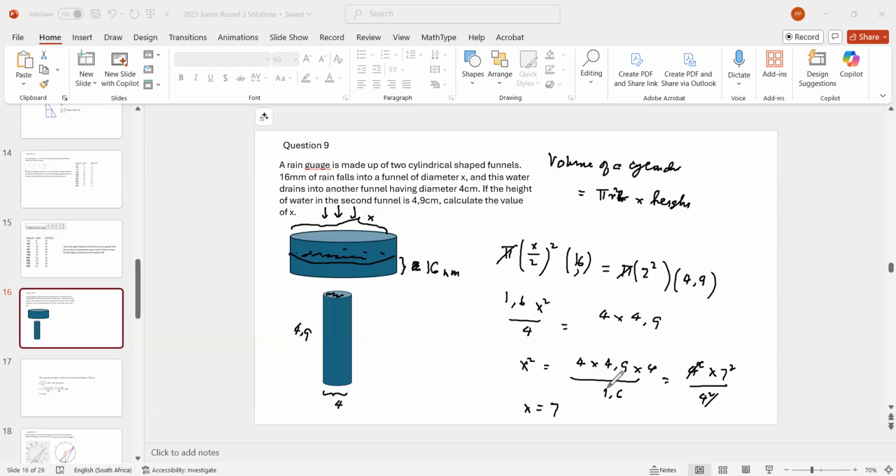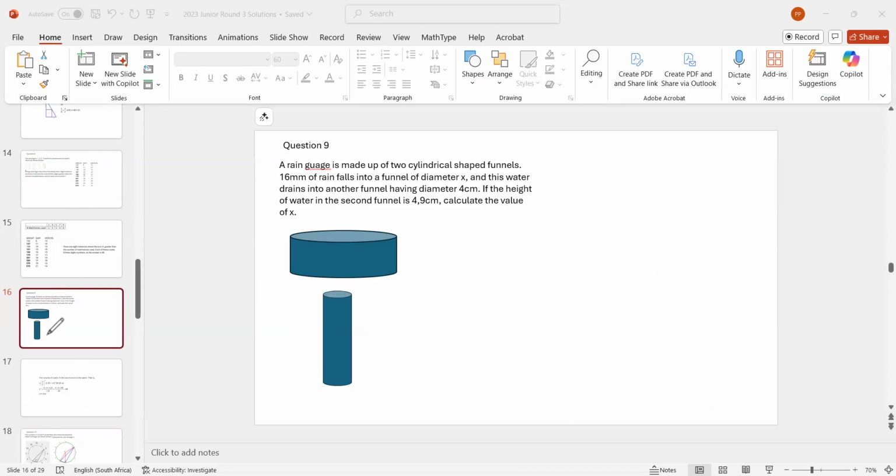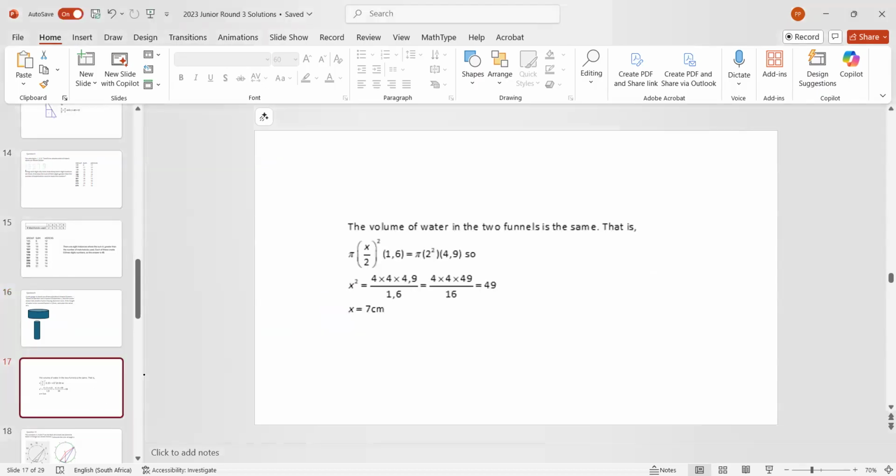All right. And that will have to be 7 centimeters, because we converted everything into centimeters, including the 1.6 millimeters of rain. So that is the answer that we get, bearing in mind that the volume of the water here is the same as the volume of the cylinder because it fills it up. Okay, let's just check to see whether our answer is indeed 7. And if we go down to the answer here, there we go. So X is 7. All right, so let's just get on to the next problem.